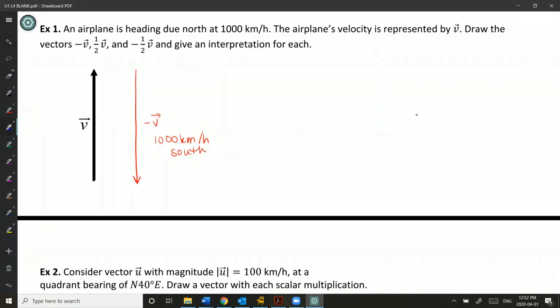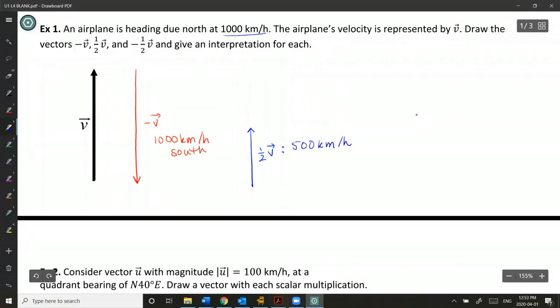Okay, half v. So this is going to be going in the same direction as v, and it needs to be about half the length. So half of that vector's magnitude, so if the magnitude is represented by 100 kilometers per hour, half of that is actually going to be 50 kilometers per hour in the same direction as the original vector, which will be north. Okay, and then negative half v is basically the same vector that we just drew, but in the opposite direction, which makes this 50 kilometers per hour in the opposite direction of north, which would be south.